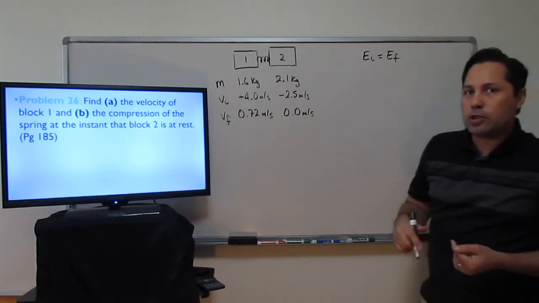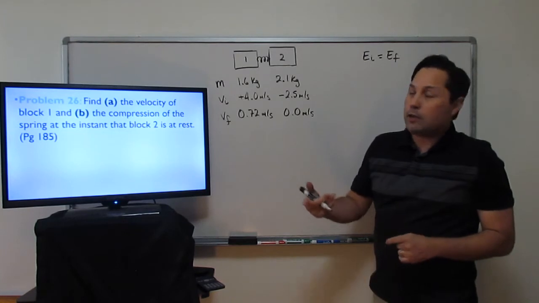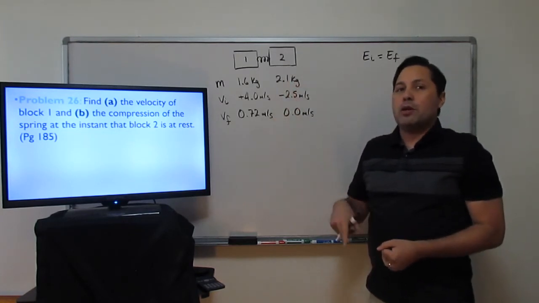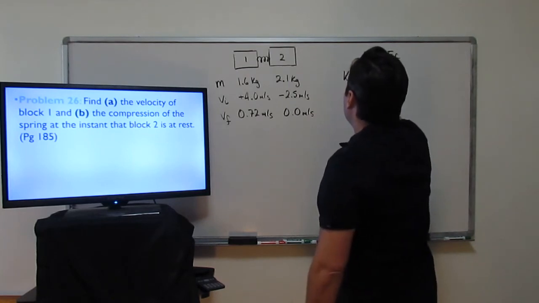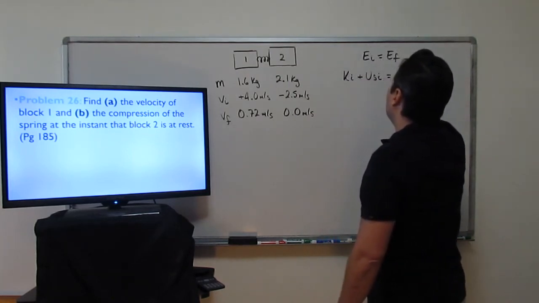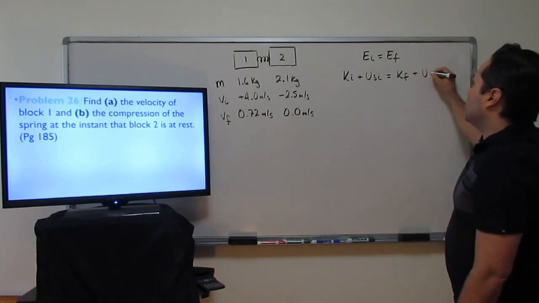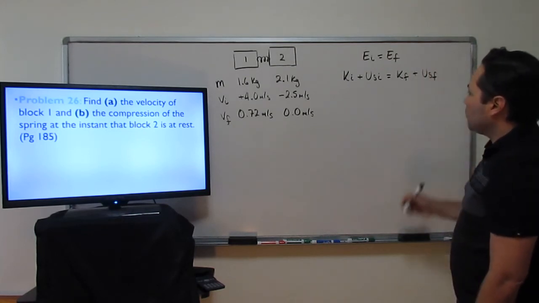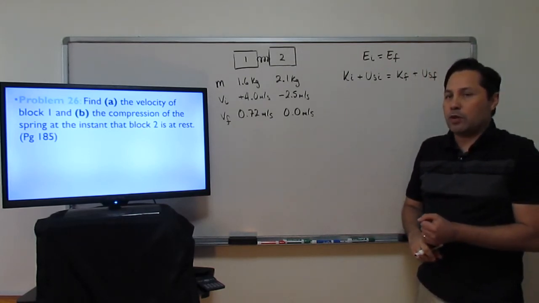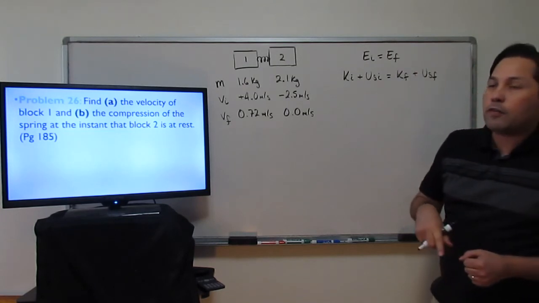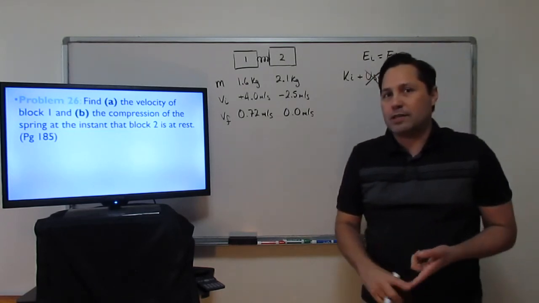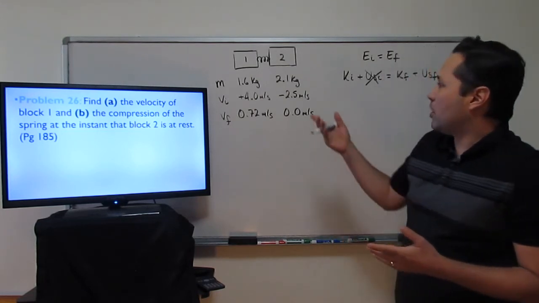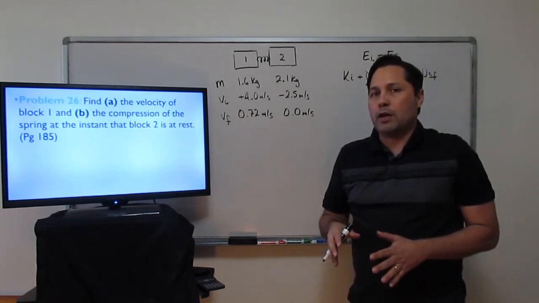And the mechanical energy here is going to be kinetic energy from block 1 and 2 plus potential energy of a spring. So it'll look like this: kinetic energy plus potential energy of a spring initial is equal to kinetic energy final plus potential energy of a spring final. Alright, a couple of these we can go ahead and get rid of. We can get rid of the potential energy of a spring initial, since there is no compression on the spring initially.